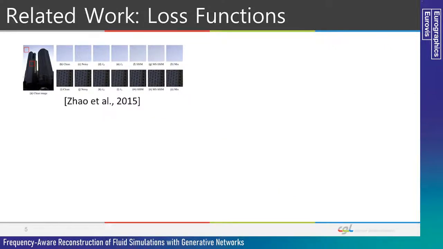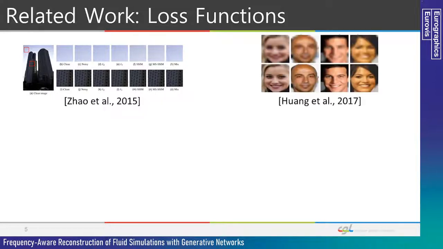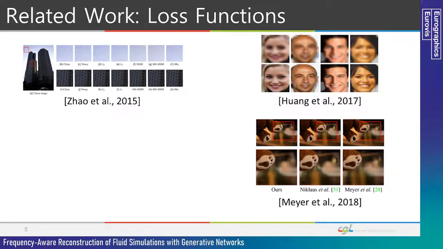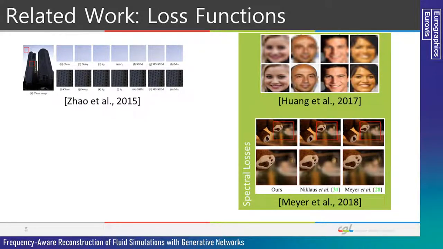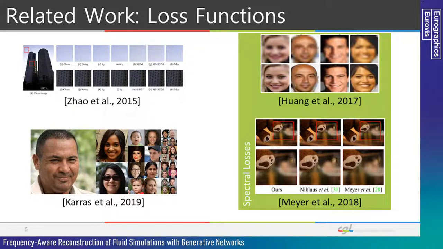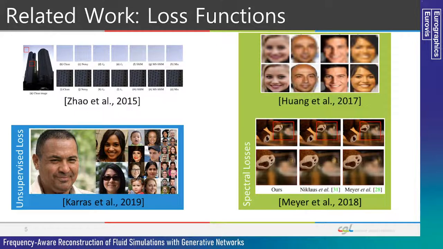Loss functions are a crucial part of any machine learning method, but often don't get much attention. Zhao et al. advocate to replace the standard L2 loss with a mixture of a perceptually motivated loss function and an L1 error. But of course, we're not limited to the image domain. For example, Huang et al. do image superresolution on faces using a wavelet loss. And Meyer et al. do video interpolation using a phase loss. Recently, generative adversarial networks have gained a lot of attention. They use another network called the discriminator to model the loss function in an unsupervised way.